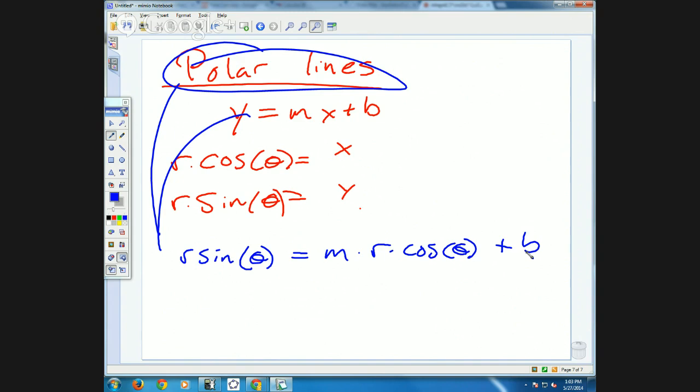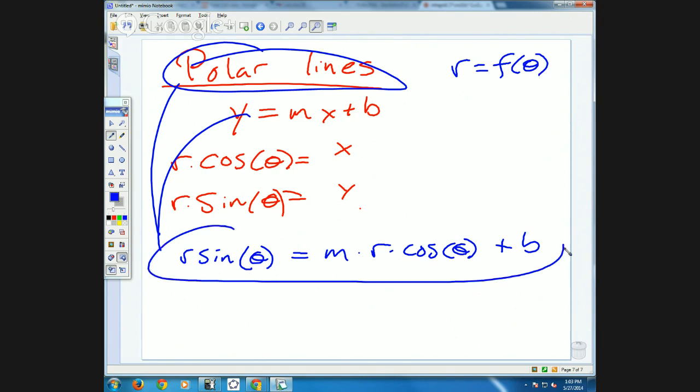In polar, we graph things that look like r as a function of theta. So if we want to make a line in polar, guess what we need to do next? We need to get r all by itself, and everything else is f of theta. Go for it. Do some algebra. And it's sine over cosine. Yes, it is.